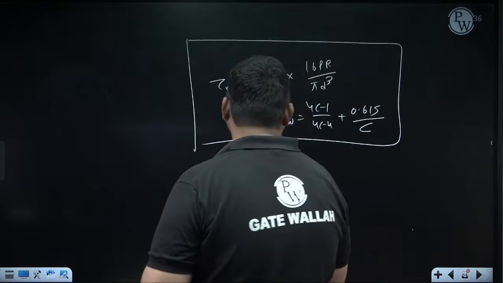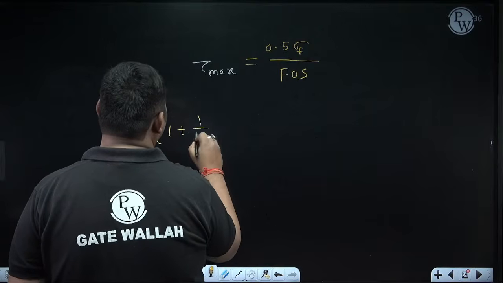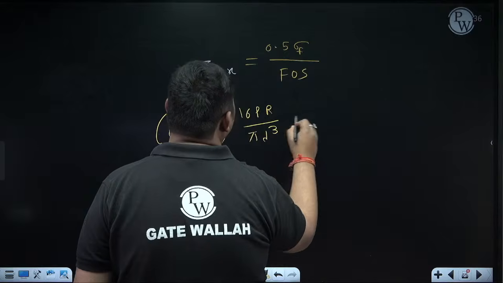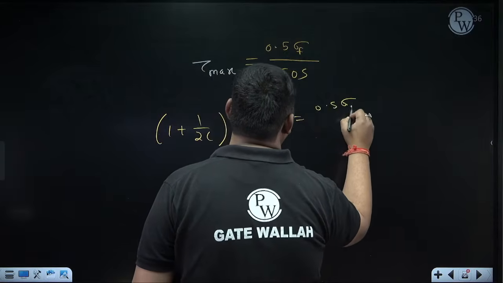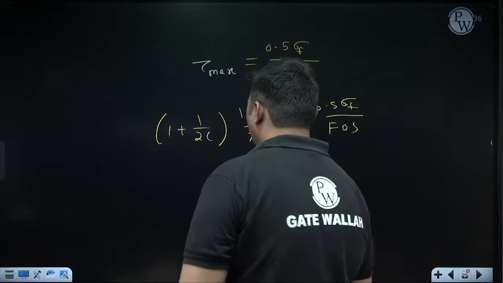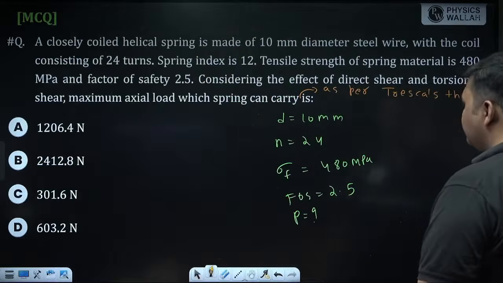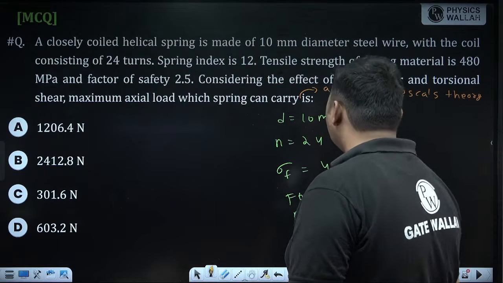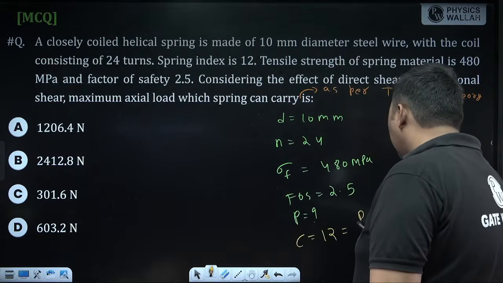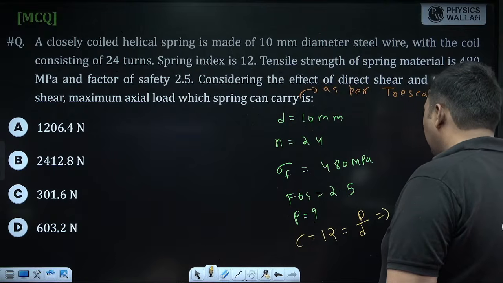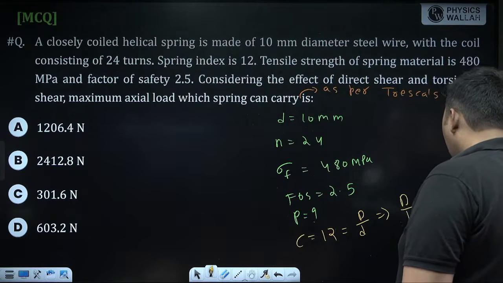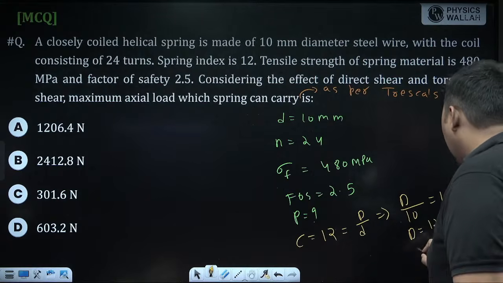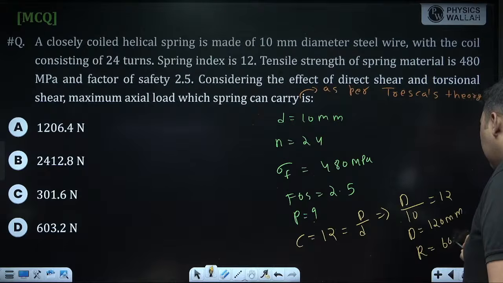Now the tau max expression, I am using this formula: (1 plus 1 upon 2c) times 16 P capital R upon pi small d cube equals 0.5 sigma f upon fs. Now the spring index is given, it is 12. Through this you can calculate capital R also, because spring index is capital D by small d. So capital D upon small d, which is 10, equals 12. So capital D will be 120 mm. Then capital R is half of capital D, that is 60 mm.